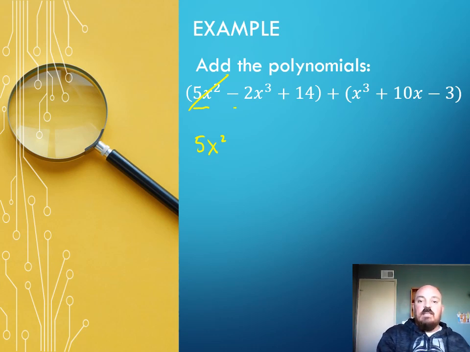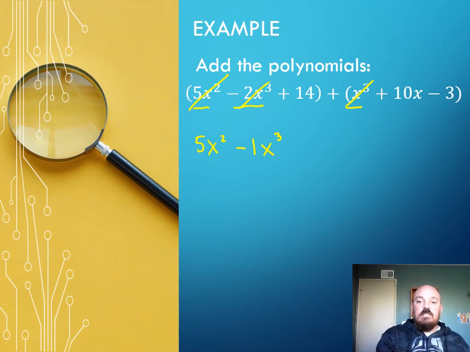Okay, then I have a negative 2x cubed, and I look for an x cubed over here. I have an x cubed, which means positive 1x cubed. So when I combine those, I have negative 2 and positive 1. That gives me negative 1x cubed. Now, after you've used them, remember I like to cross them out just to make sure I don't miss any.